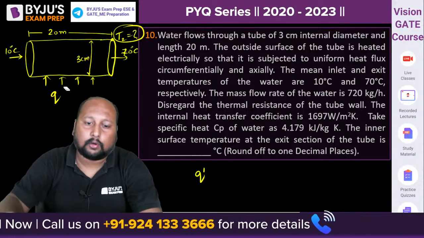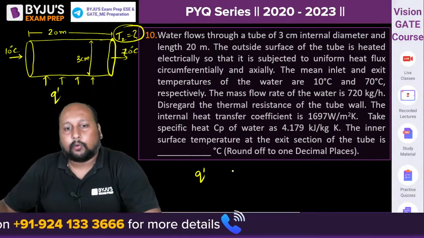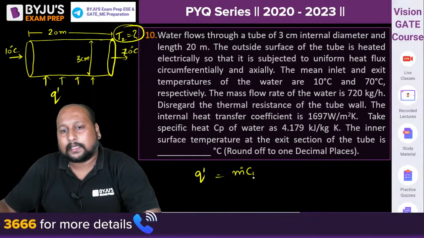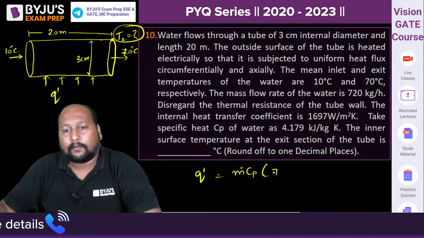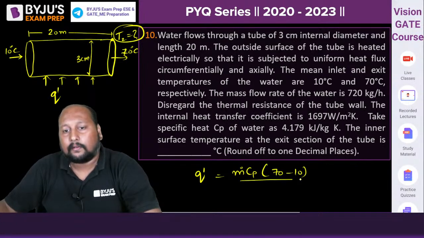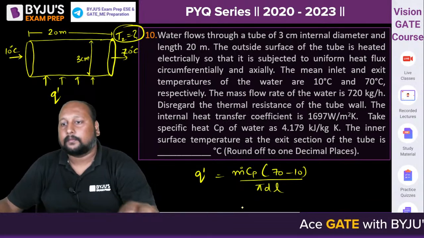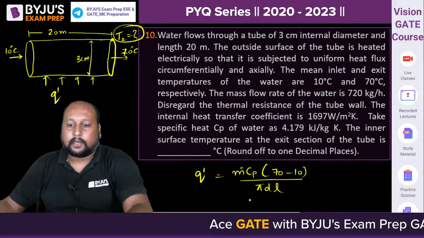So Q dot, because Q dot we are using for heat generation. So Q dash is equal to m dot Cp (70 minus 10) divided by the area. Area equal to pi dL. Pi dL, right? So let us calculate this.